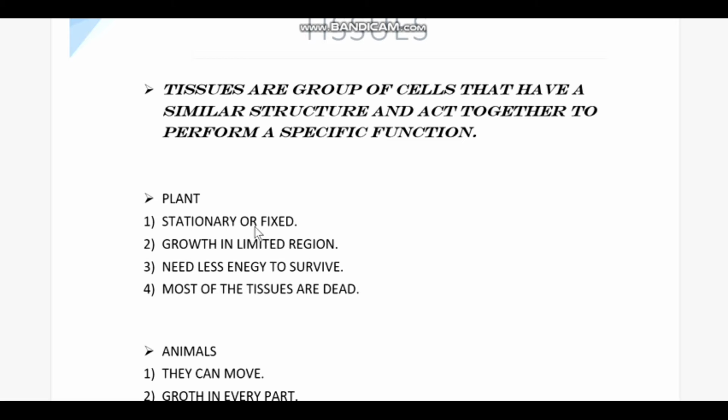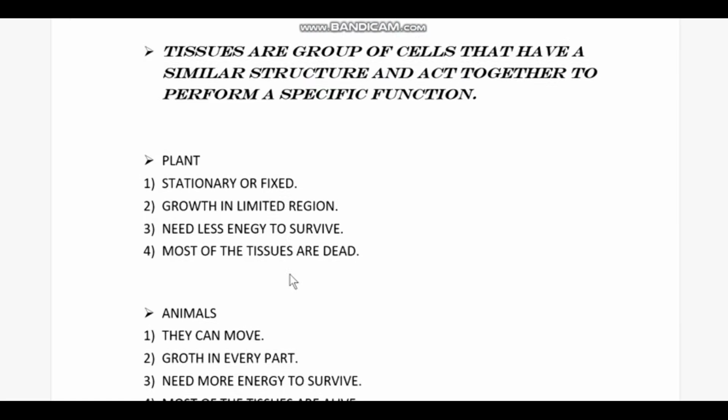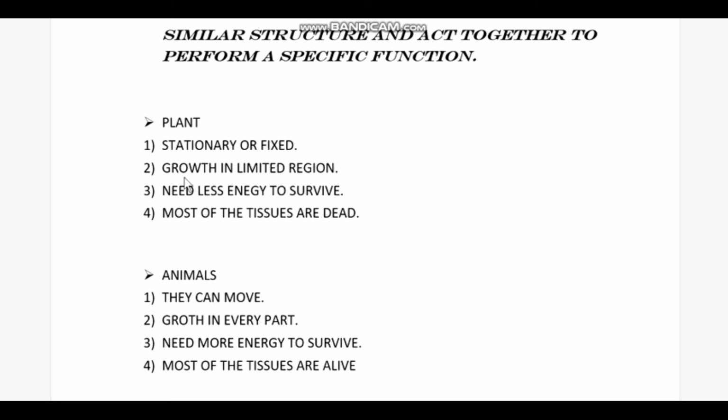Plants are stationary or fixed; they can't move from one place to another. They grow in a limited region and need less energy to survive. The plant grows in a limited region, it can't grow unlimited like humans, and it needs little energy to survive. Most of the plant tissues are dead cells.